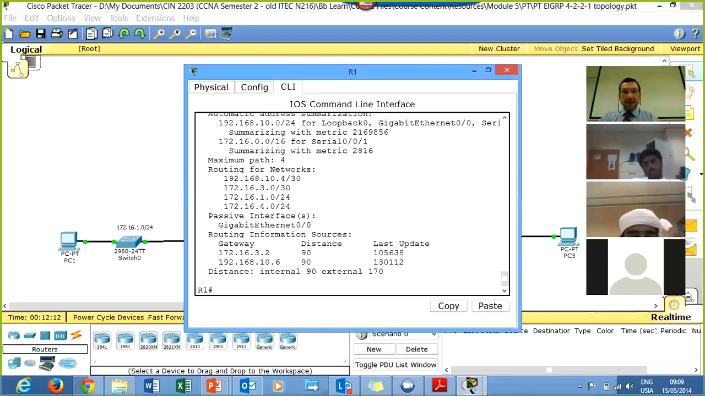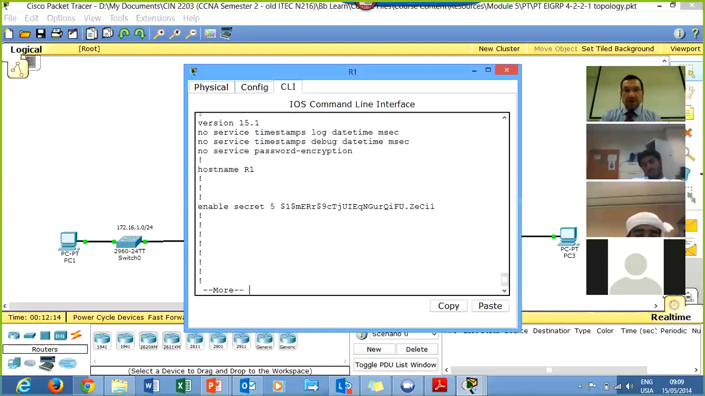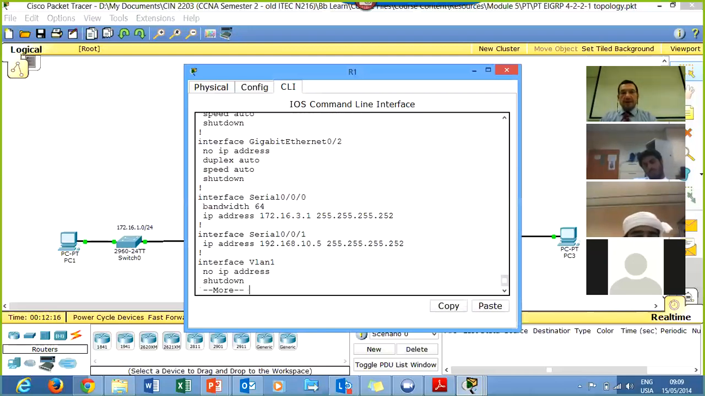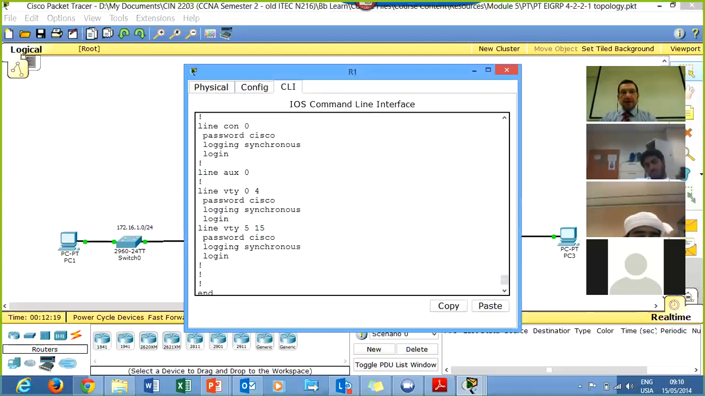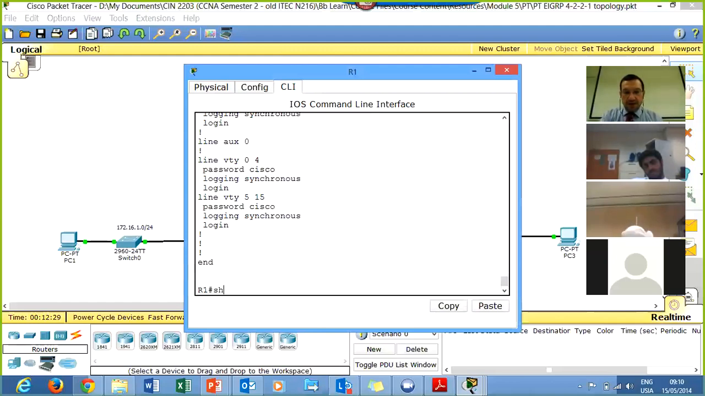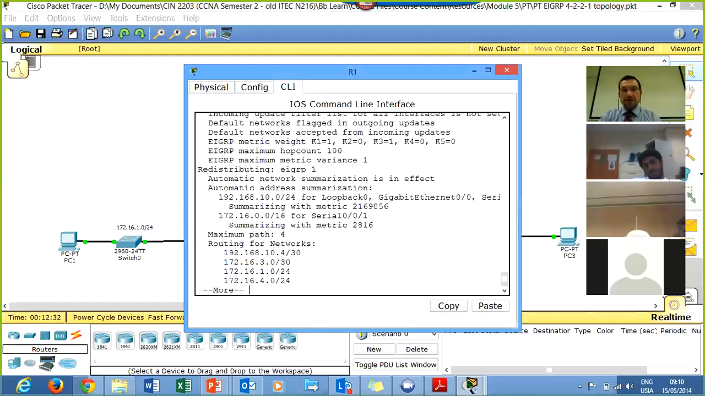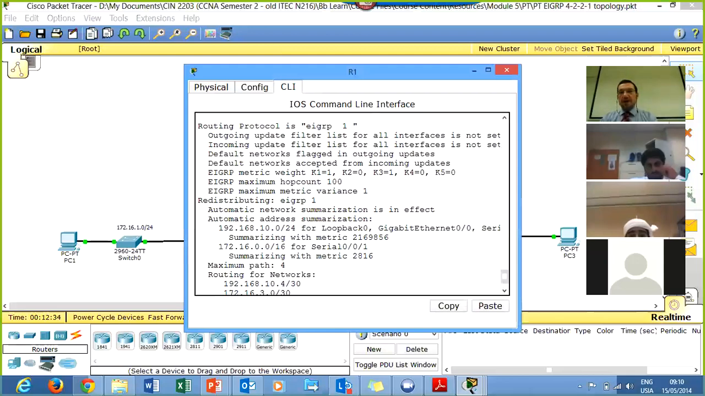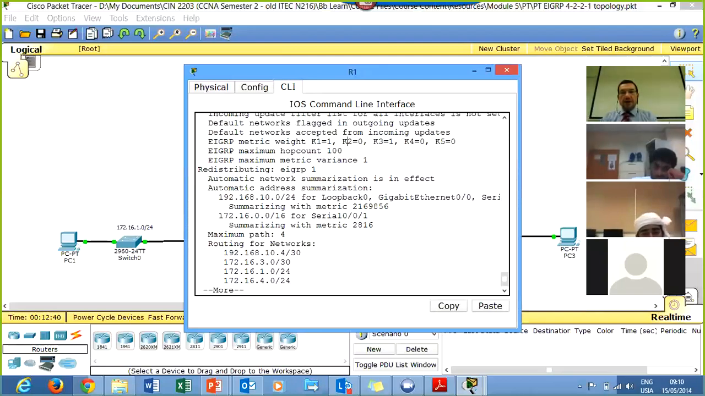Now, if I look at the EIGRP configuration, show run. Notice in my EIGRP configuration here, I have auto-summary. That's the default for EIGRP, to always auto-summarize. And if I look at the command show IP protocols, it will confirm this. It says my EIGRP protocol with those K values. Remember the K values? These are the K values. And this is my autonomous system 1.